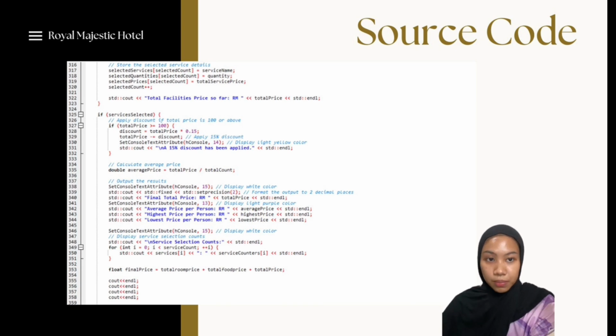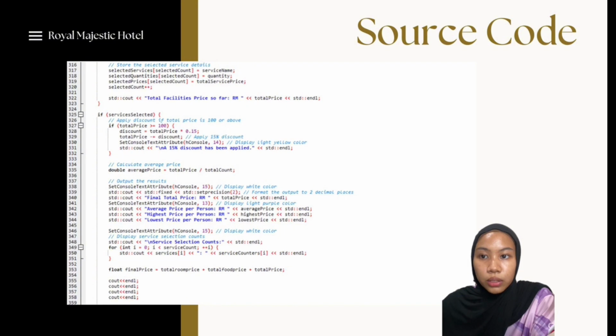From the services that have been chosen, the program will check if the total price is greater than or equal to 100. If so, it will apply a 15% discount by using the formula discount equal to total price multiplied by 0.15, which is 15%. Then it will subtract to get the total price after discount, and display a message in light yellow saying a 15% discount has been applied. Then it also calculates the average price per person using the double average price equal to total price divided by total count. Then it will prepare to display the final result.